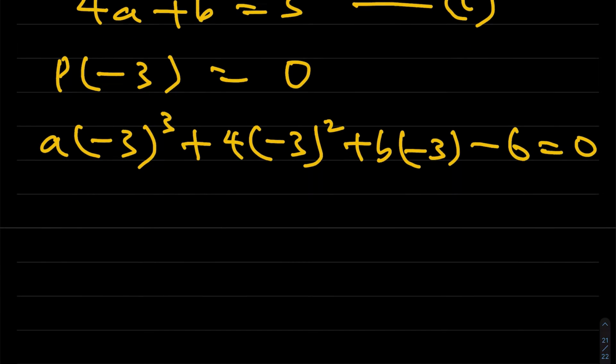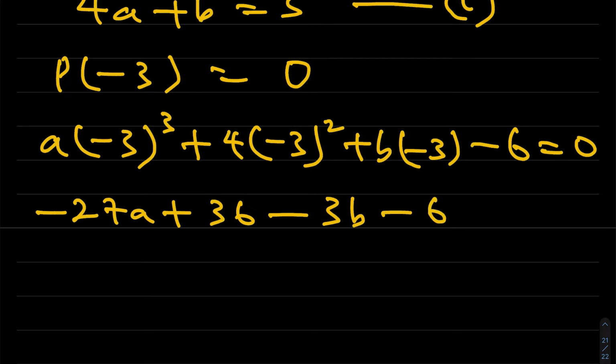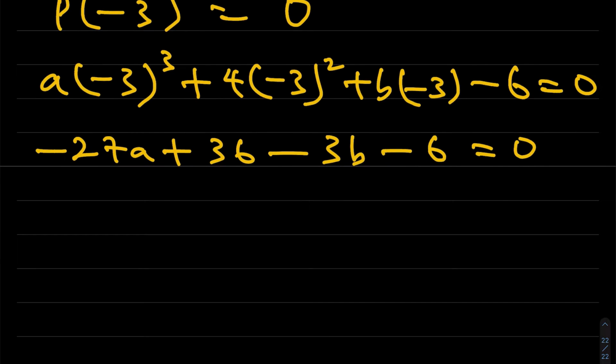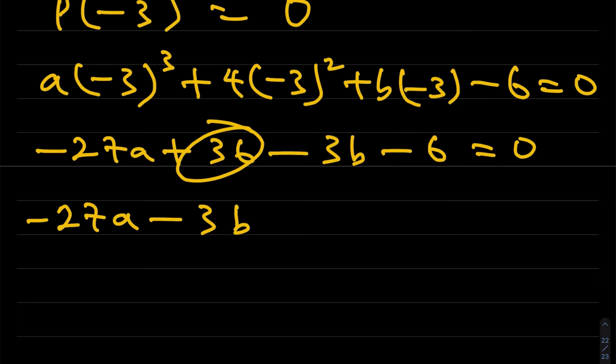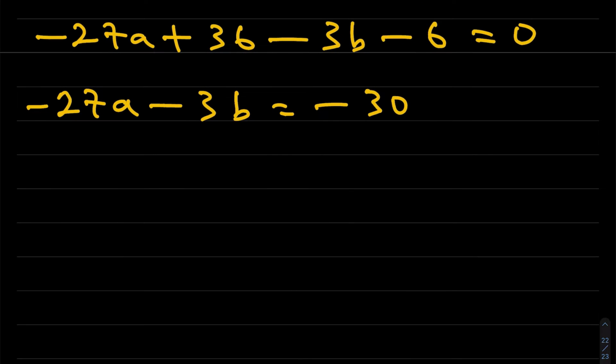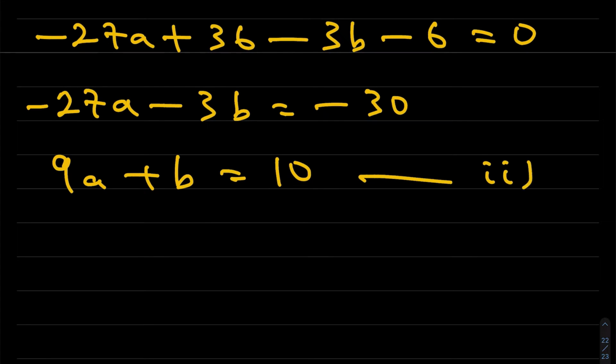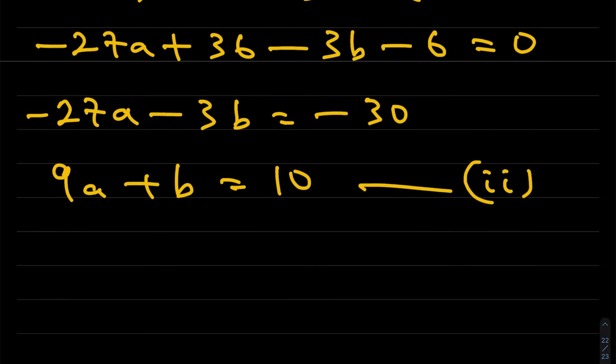That's the same as minus 27a plus 36 minus 3b minus 6 equals 0, which simply means minus 27a minus 3b. 36 minus 6 is 30. When that goes to the right hand side, it becomes minus 30. Now we can divide the whole of this by minus 3, and that gives us 9a plus b equals 10. That's equation 2. Now we want to solve the two equations simultaneously.